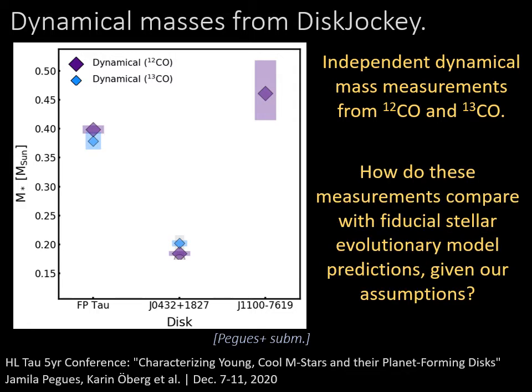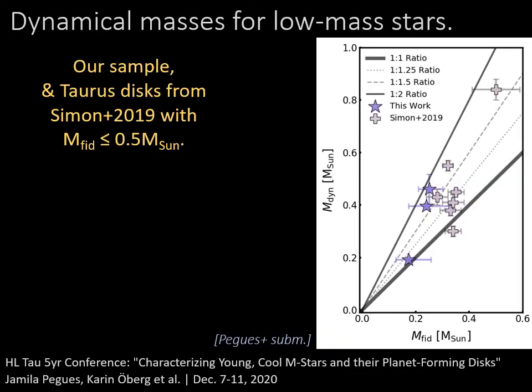So how do these dynamical mass measurements compare to the masses that we would have predicted using fiducial, our non-magnetic stellar evolutionary models, given our assumptions of these stars' effective temperatures and luminosities? Let's make that comparison. In the plot on the right, we're comparing fiducial stellar evolutionary model predictions along the x-axis to dynamical mass measurements along the y-axis.